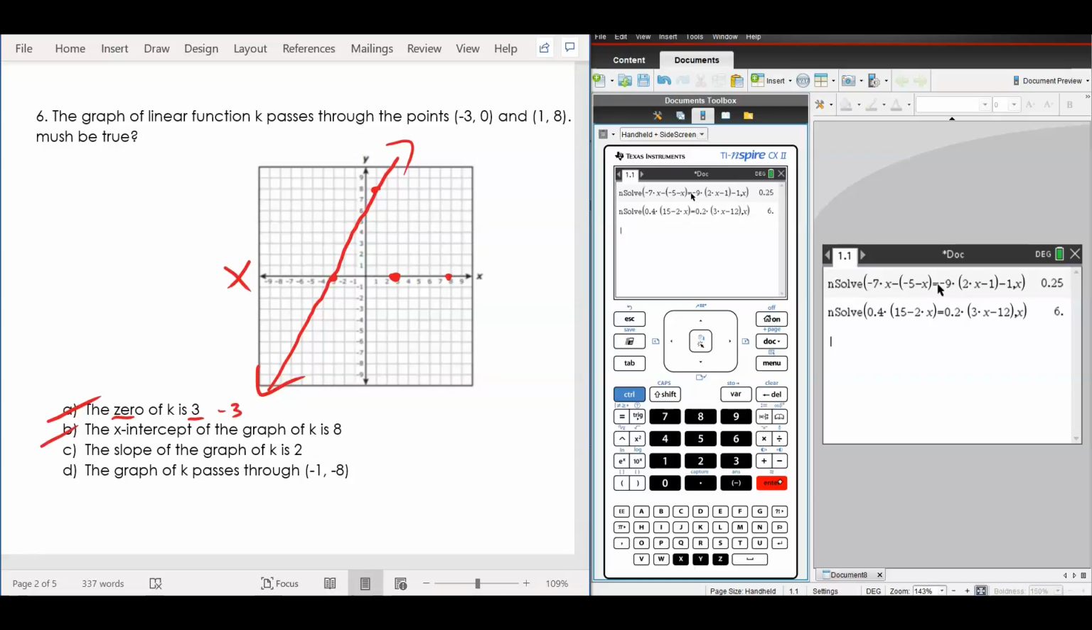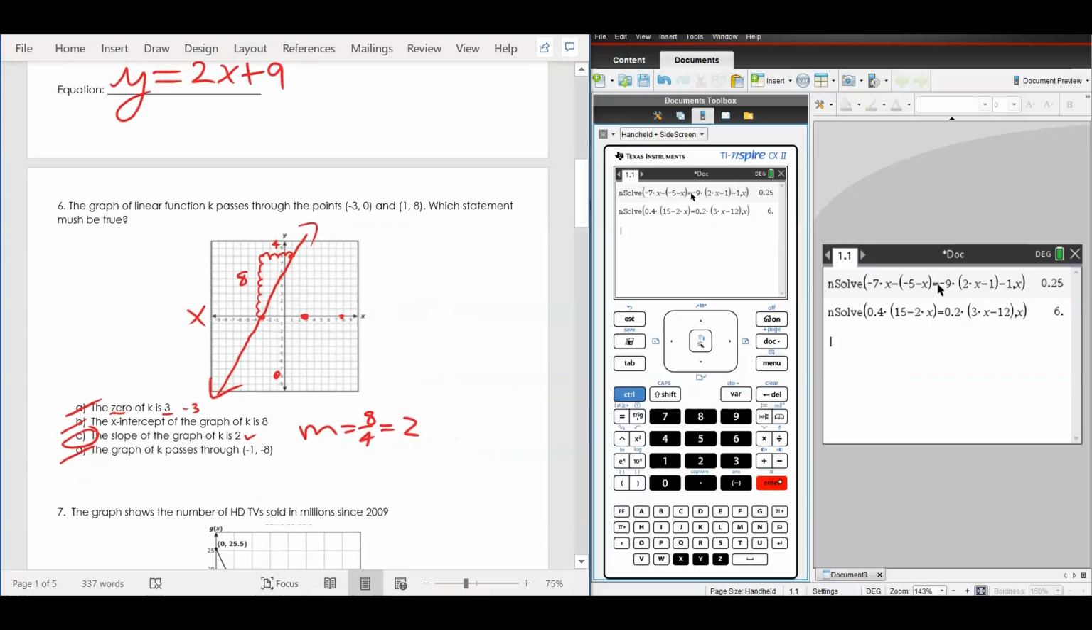B. The slope is 2. Now, let's figure this out. 1, 2, 3, 4, 5, 6, 7, 8. Up 8. 1, 2, 3, 4. 8 over 4. So slope is 8 over 4. What's 8 divided by 4? 2. Like it. Graph of k passes through negative 1, negative 8. Negative 1, negative 8. Way down here? No, sir. So it's letter C. Okay. Got to be able to count rise over run.